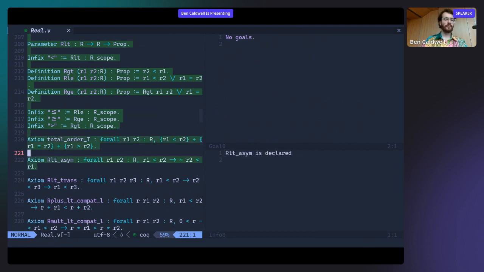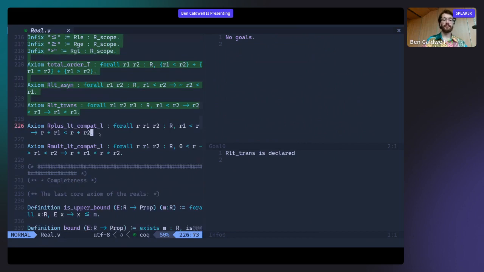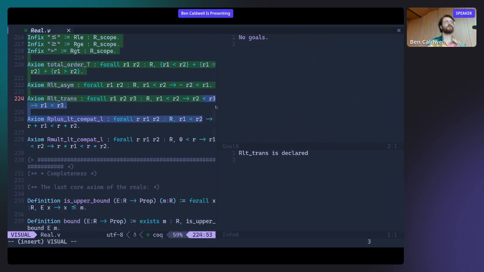We're going to have one for asymmetry, right? Which will say that if one thing is less than another, certainly it isn't the case that you can flip those around and still have that be true. We're going to have transitivity in our relation. We're going to have some compatibility laws, right? So we're going to say if R1 is less than R2, then R plus R1 is less than R plus R2. There is a 2 there, it's hidden.